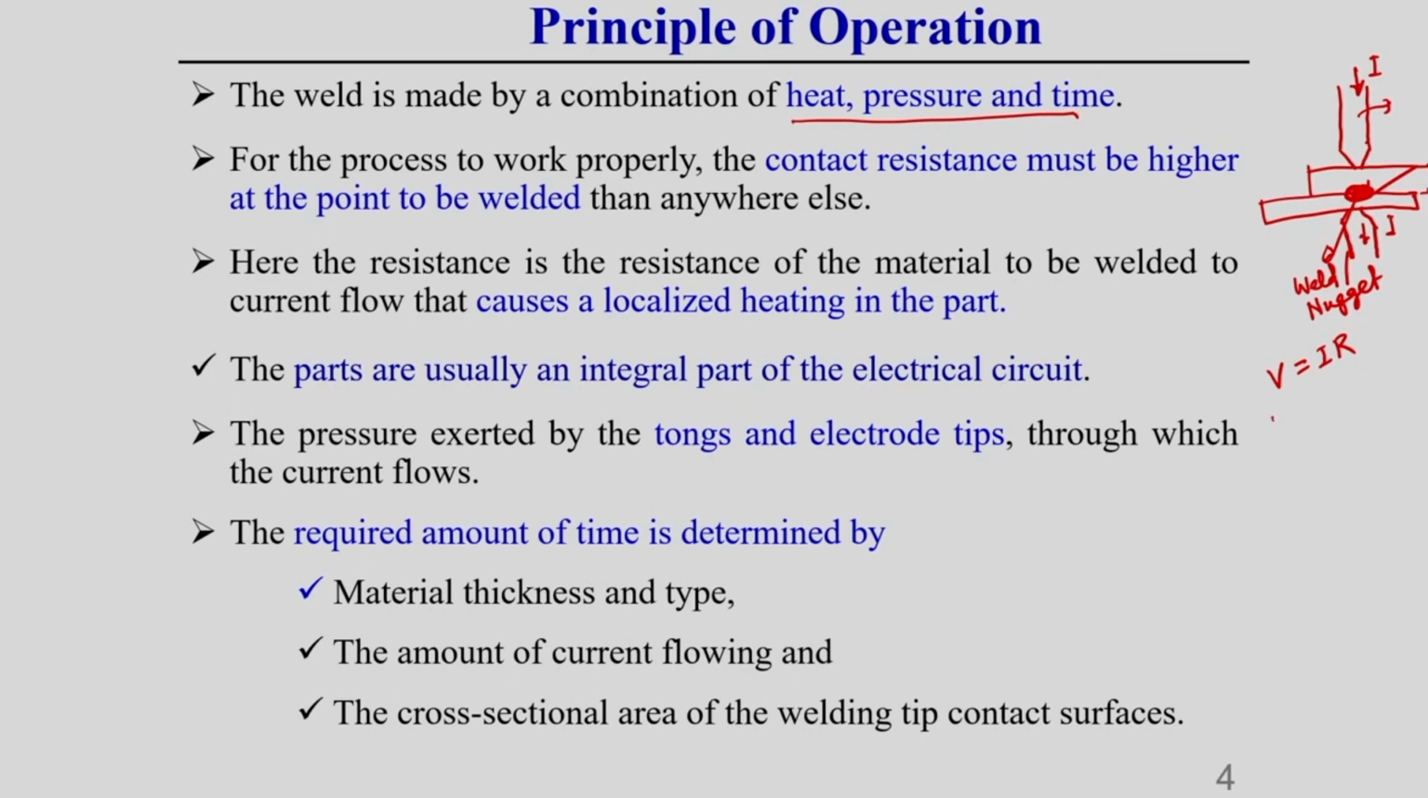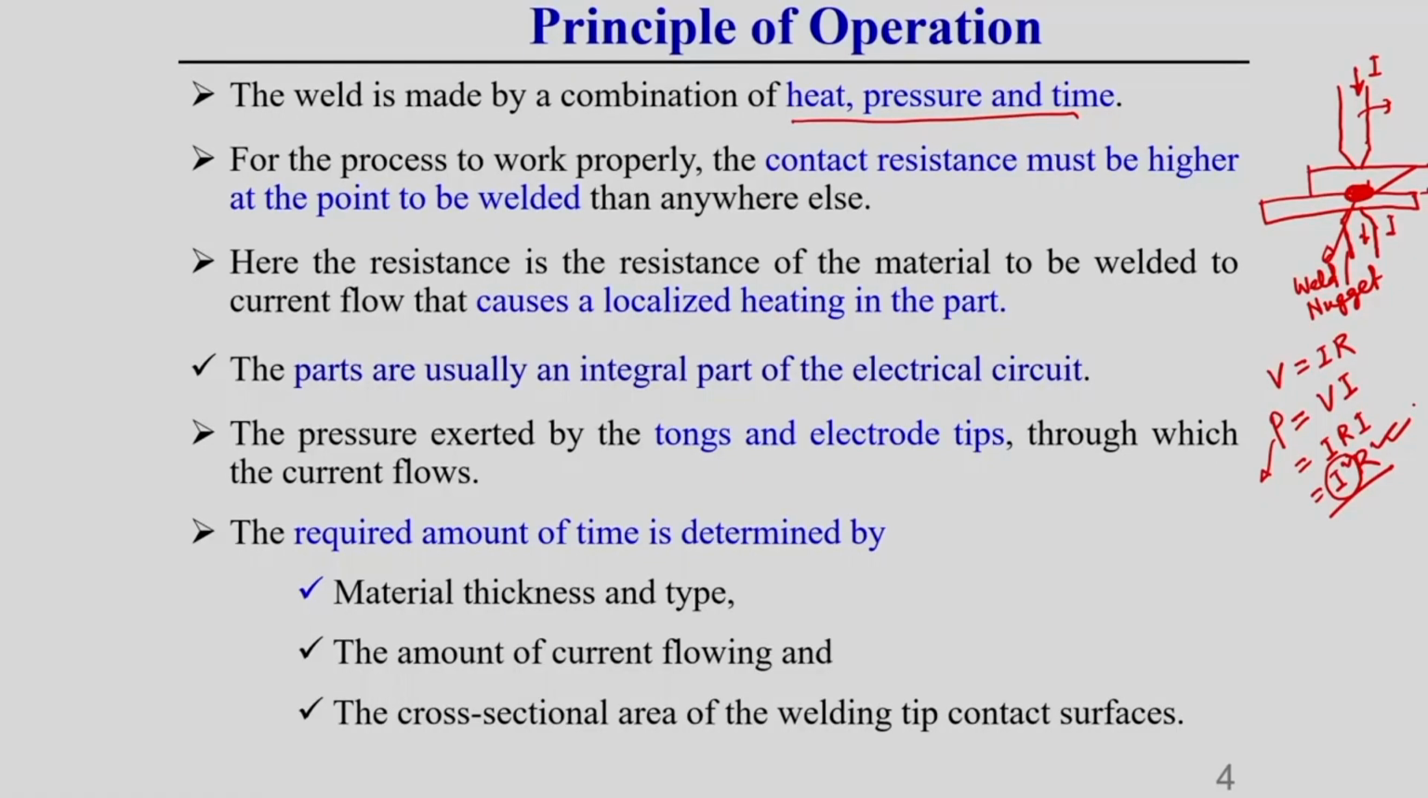For heat generation purposes, we know power is equal to V into I, voltage into current. If you put V in terms of IR, then you will get power is equal to I square R. From here you can observe that wherever there is a resistance, and current flows through this resistance, there will be power generation. This power we can convert to heat.